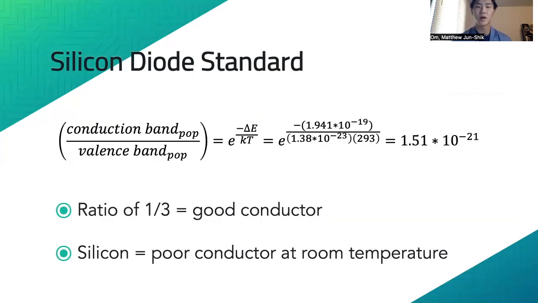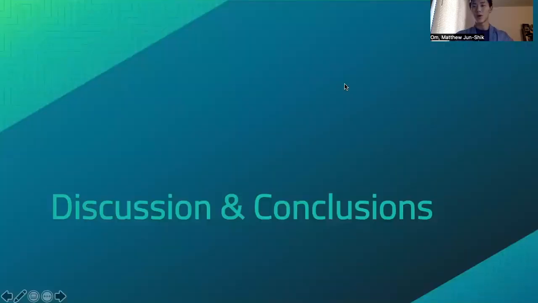The final results regarded the silicon diode standard and quantitatively assessing how good of a conductor it is. Thus, using the formula shown, the population ratio between the two bands was calculated at room temperature based on the intrinsic band gap energy represented by delta E. The k constant is the Boltzmann constant. With a population ratio of 1.5 times 10 to the negative 21, the silicon diode is a very poor conductor at room temperature. All right, time to get a little serious.